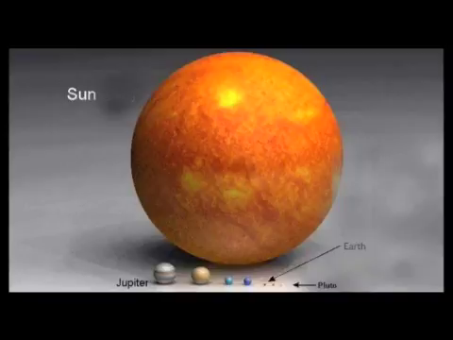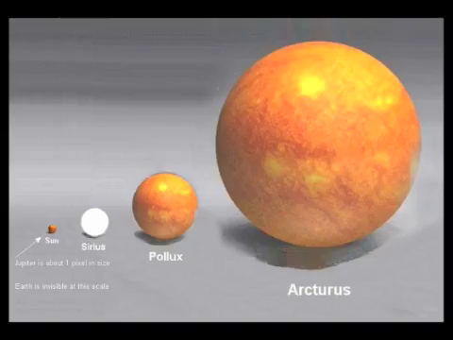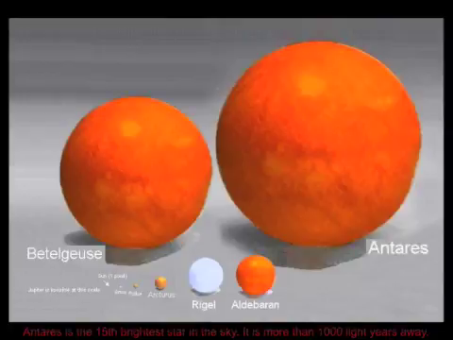Well, check this out. I certainly thought it was enlightening, but beyond our Sun, it's a big universe. There's the Sun. Look how it stacks up next to Sirius, a nearby star, or Pollux, or Arcturus, a giant star. But even Arcturus is tiny compared to Rigel and Aldebaran and Betelgeuse and Antares, a giant, terrifying star, the 15th brightest star in the sky, over 1,000 light years away.